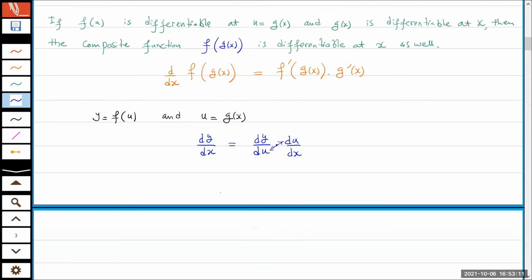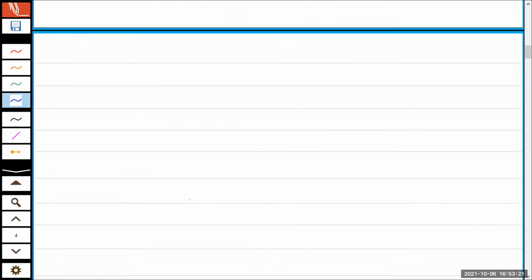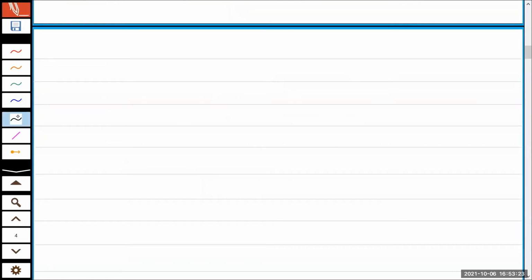Okay, now going back to this example. I'm going to set up this example in both ways, composition form and the Leibniz form. And after that, you can pick whichever form you like. Mostly we'll go with the composition form. The example was f of x equals x minus 1 to the power 50.